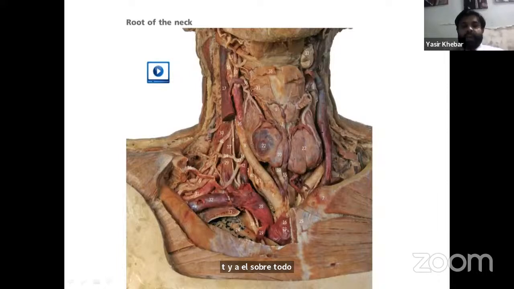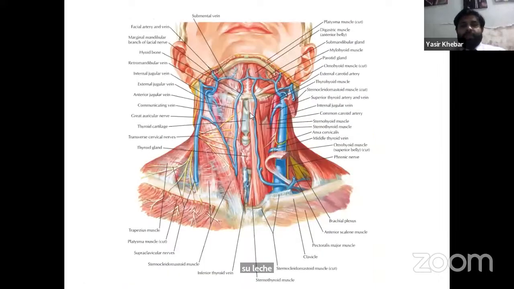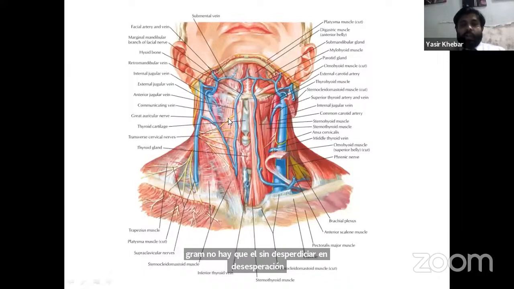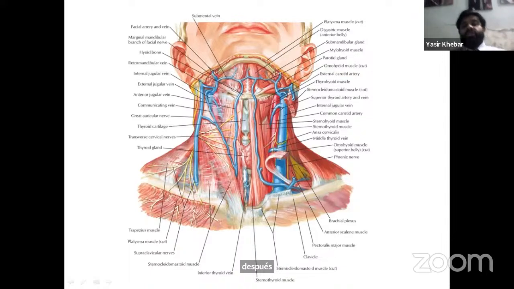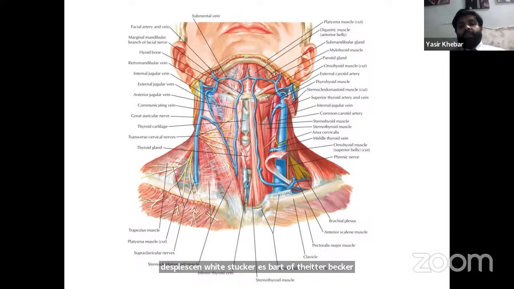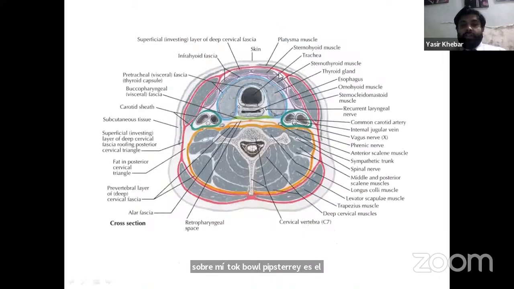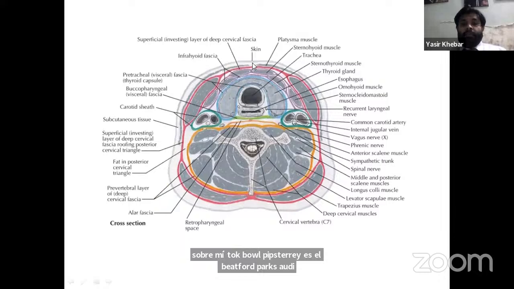So let's simplify it to a schematic diagram. Now you can see in this schematic diagram the various structures that we just described. There's this glistening white structure that is surrounding these neck muscles. This glistening white structure is part of the deep cervical fascia. When we talk about deep cervical fascia, it is composed of 4 parts. The first is the investing layer of the deep cervical fascia, labeled in red. As the name suggests, it invests around the entire neck region.